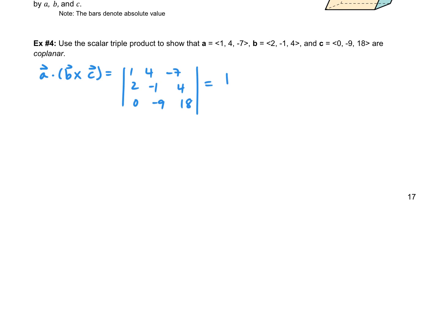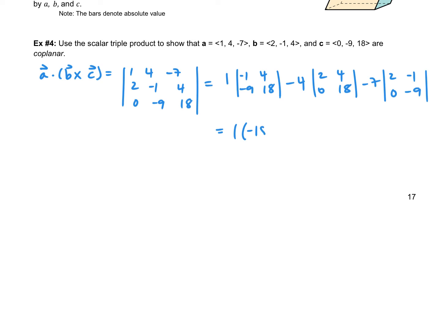So this is going to give me 1 multiplied by the determinant of -1, 4, -9, 18. Subtract 4 multiplied by the determinant of 2, 4, 0, 18. Subtract 7 multiplied by the determinant of 2, -1, 0, -9. Okay, so this is 1 multiplied by -18, subtract -36. Subtract 4 times 36 minus 0. Subtract 7 times -18 minus 0. And all of that ends up being 0.